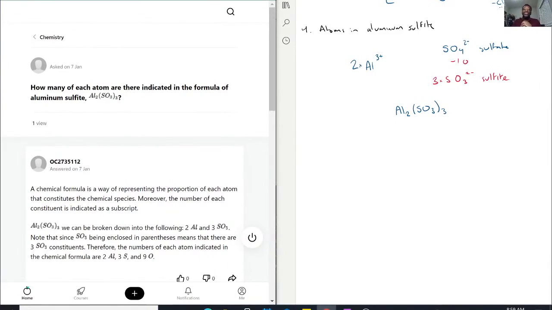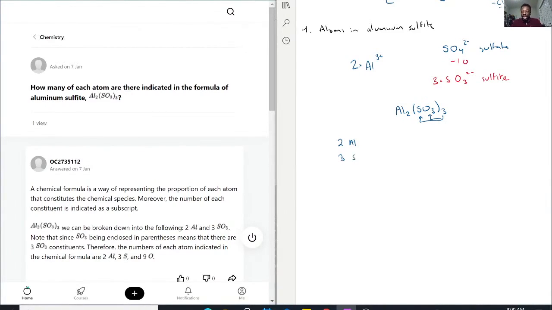The cool thing about this question is that this is actually the step you would take before you solve for the molar mass, because you would then add the constituents of each atom, like how many atomic mass units each atom contributes. So if we looked at this, as we've now solved it, we have 2 aluminum. Okay, so that's 2 aluminum in there. And in here we have to make sure we multiply inside.